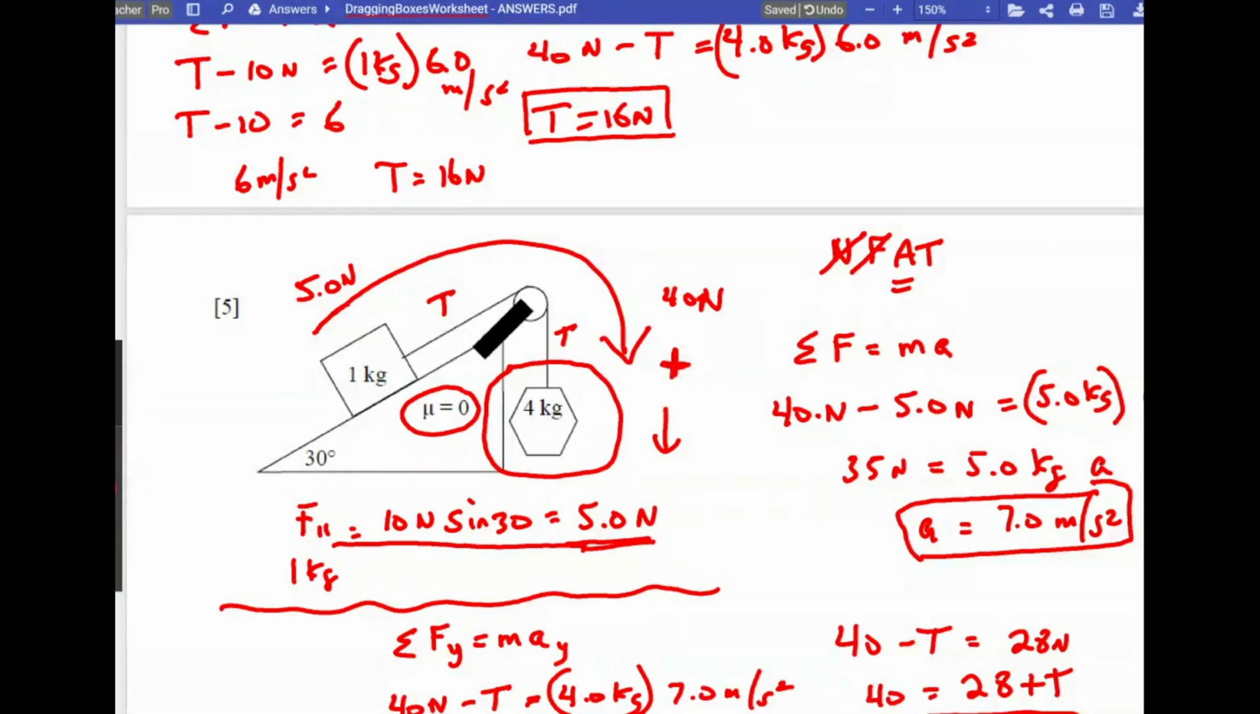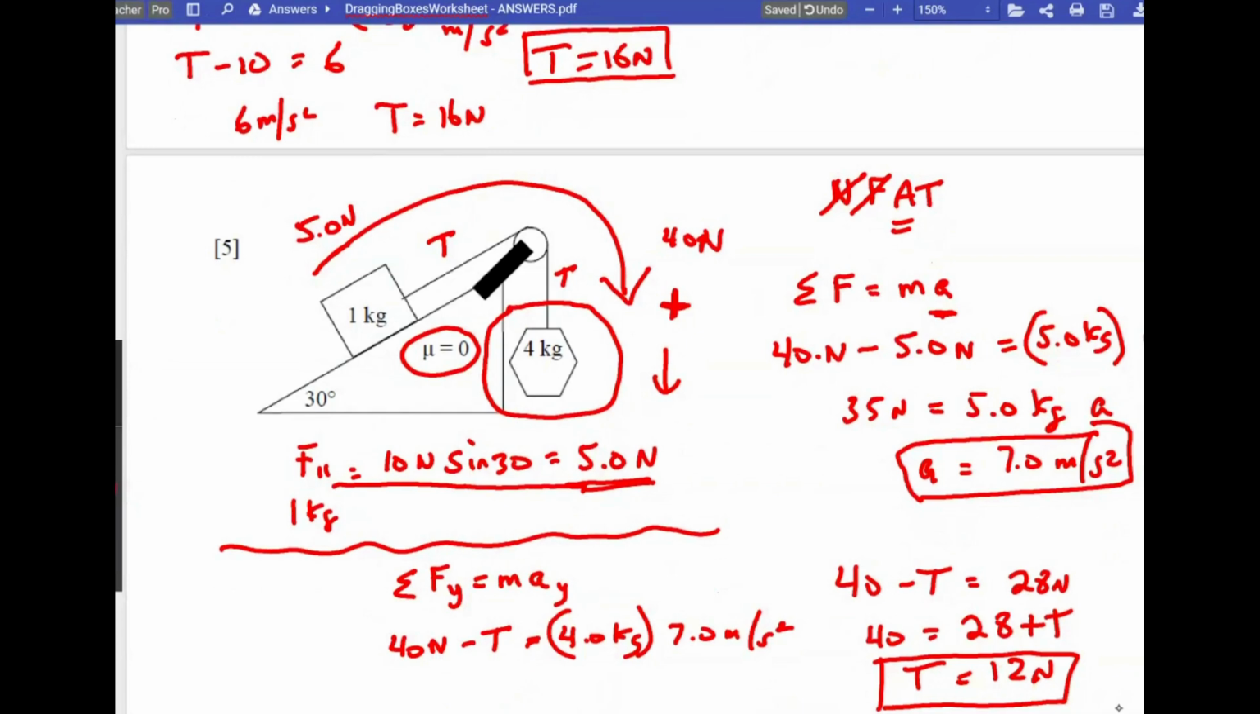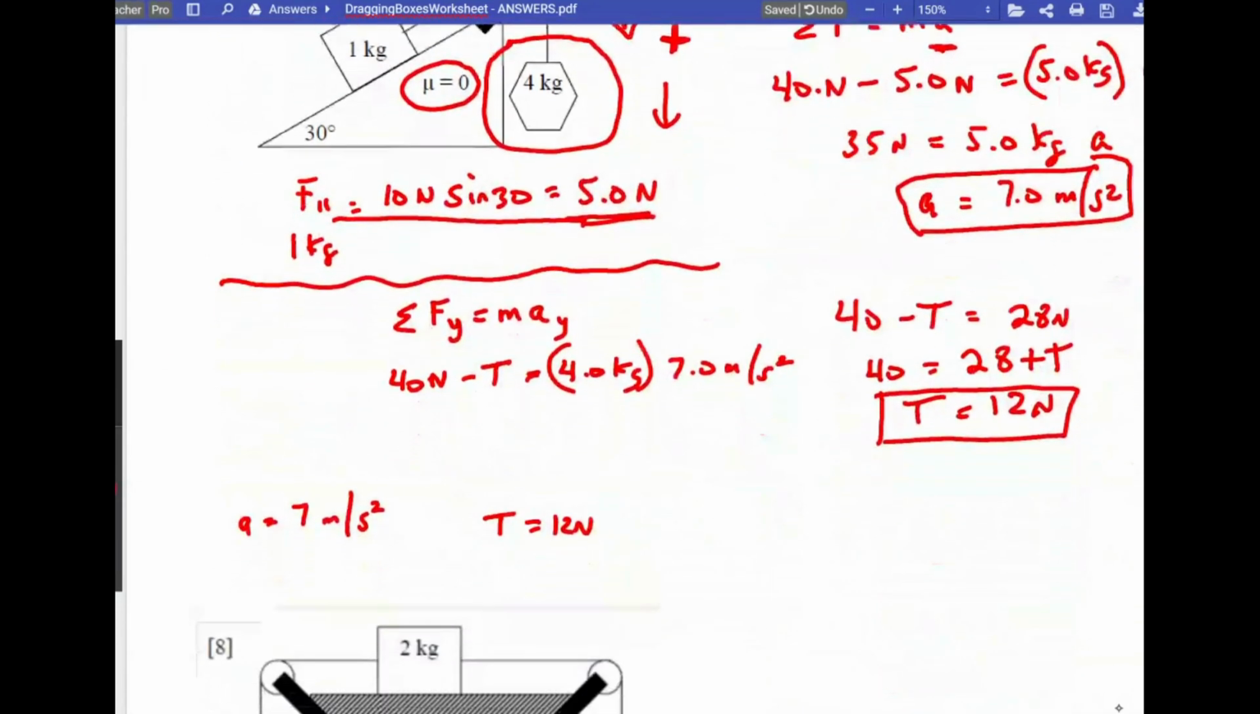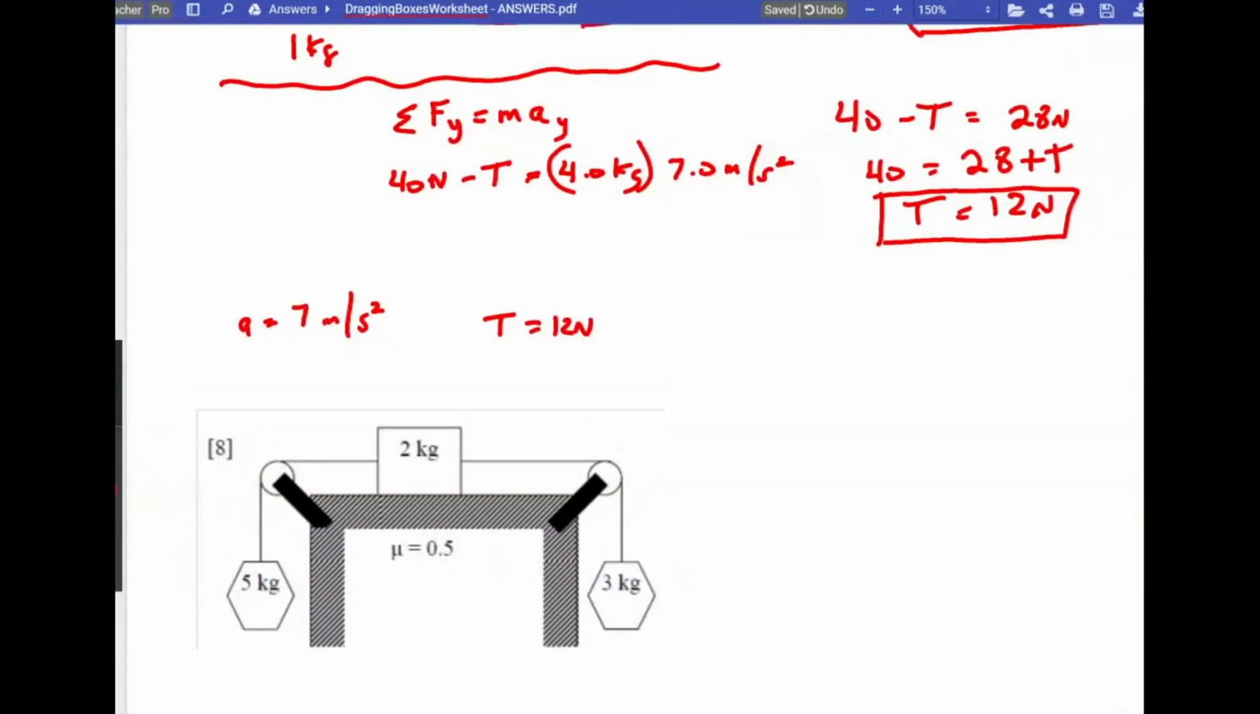And then to get my tension, I need my acceleration, and I use the whole system method to get the acceleration because I have the forces that are on the outside of the system, 40 going down this way and 5 newtons going counterclockwise. I find my acceleration. Then I isolate on the 4 kilogram because it's easy. And I got the answer of, again, 12 newtons. Good. Okay, let's go through another one.